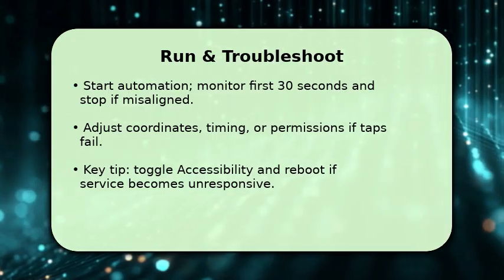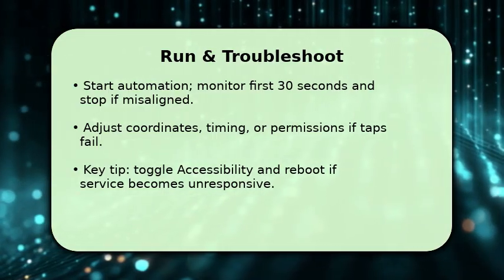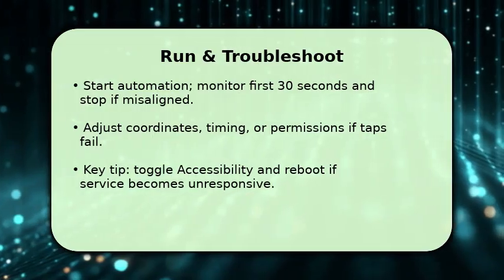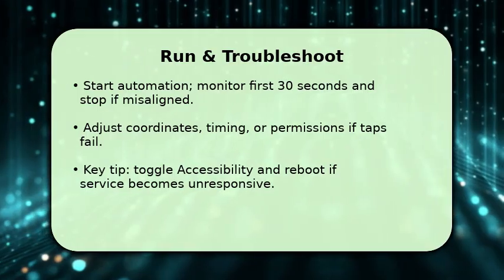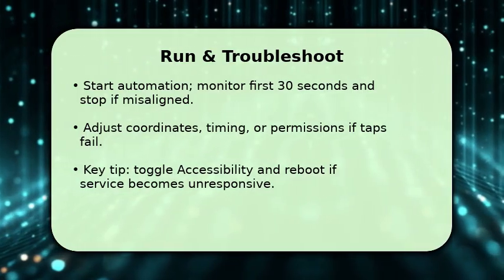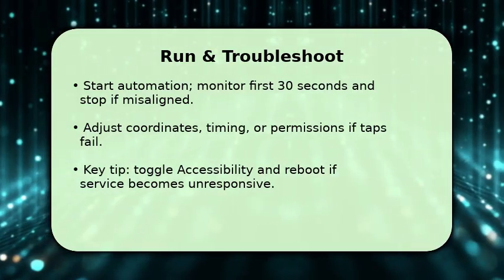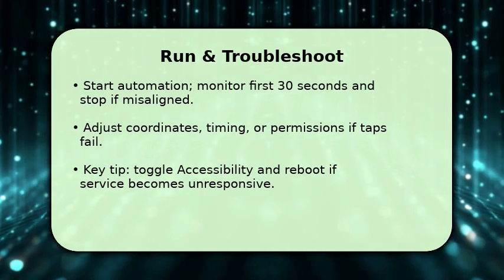Sometimes permissions can revert. Verify accessibility is still granted, and if the service stalls, toggle the accessibility switch or reboot the device to reset the service. With those fixes, rerun your profile until it performs consistently, and then save the stable configuration.